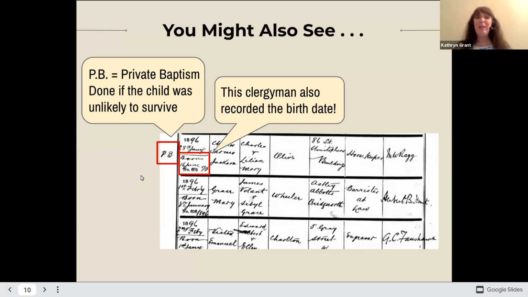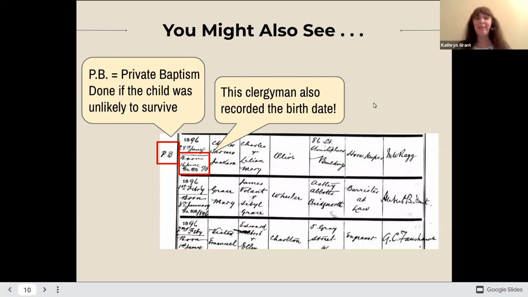This one, I just wanted to point out that this dear clergyman, it's a different one, as you can see from the name, but he also took it upon himself to write the birth date. He did it in the first column, and he just split the table cell, and he put the christening date on the top, and then he put born and put the date the child was born. So this is amazing. Again, a plug for looking at the image, because you may get information on there that has not been indexed.